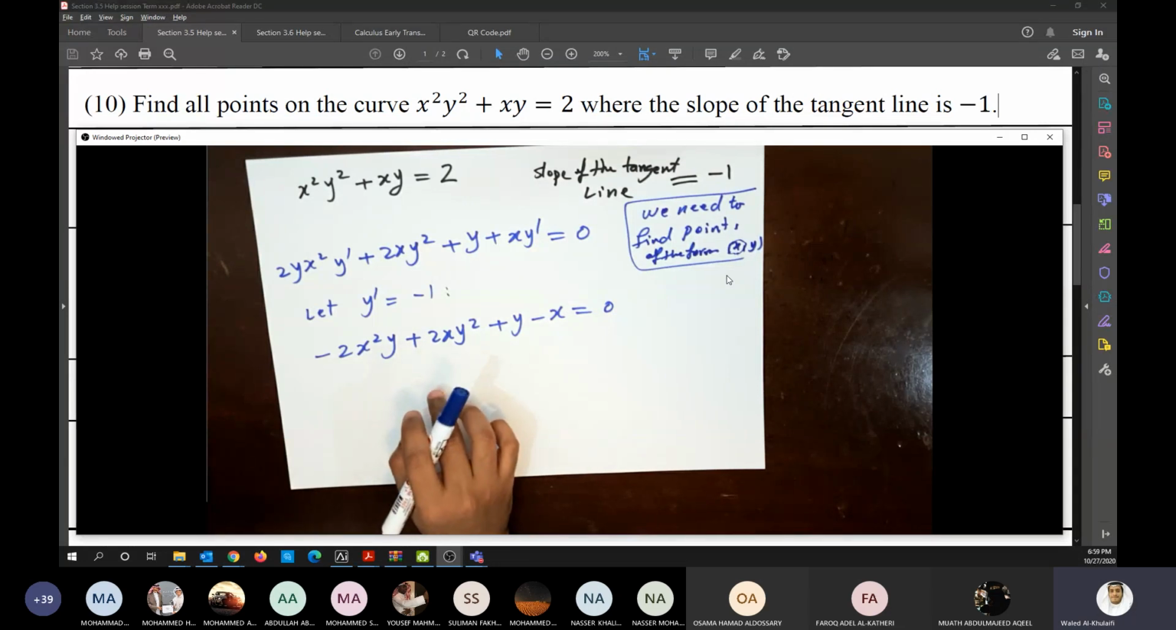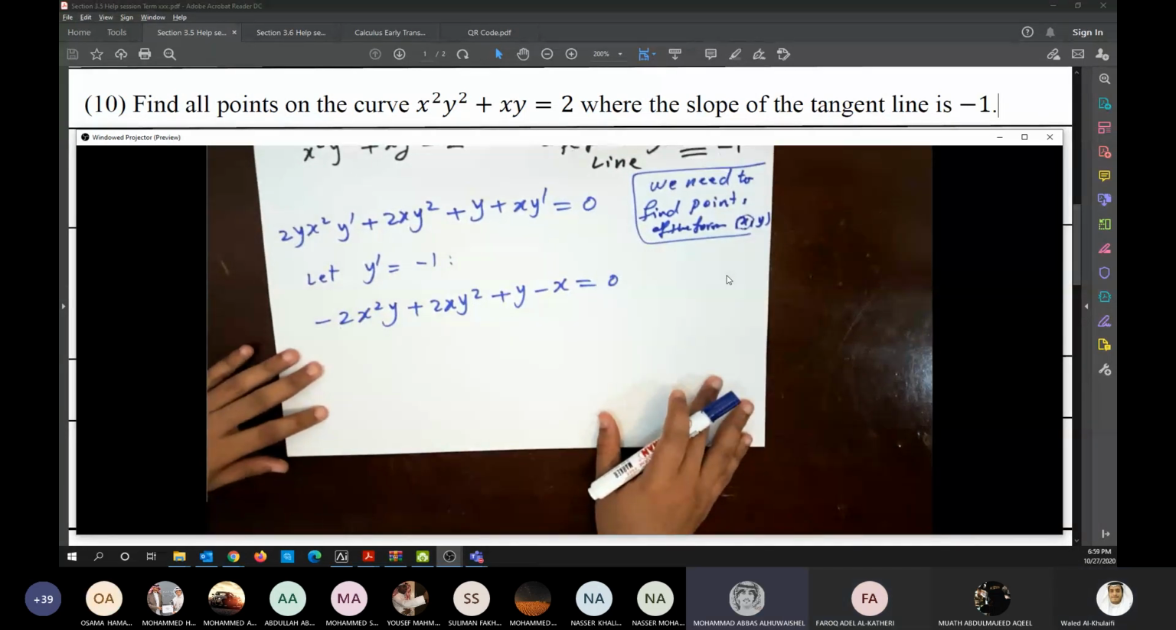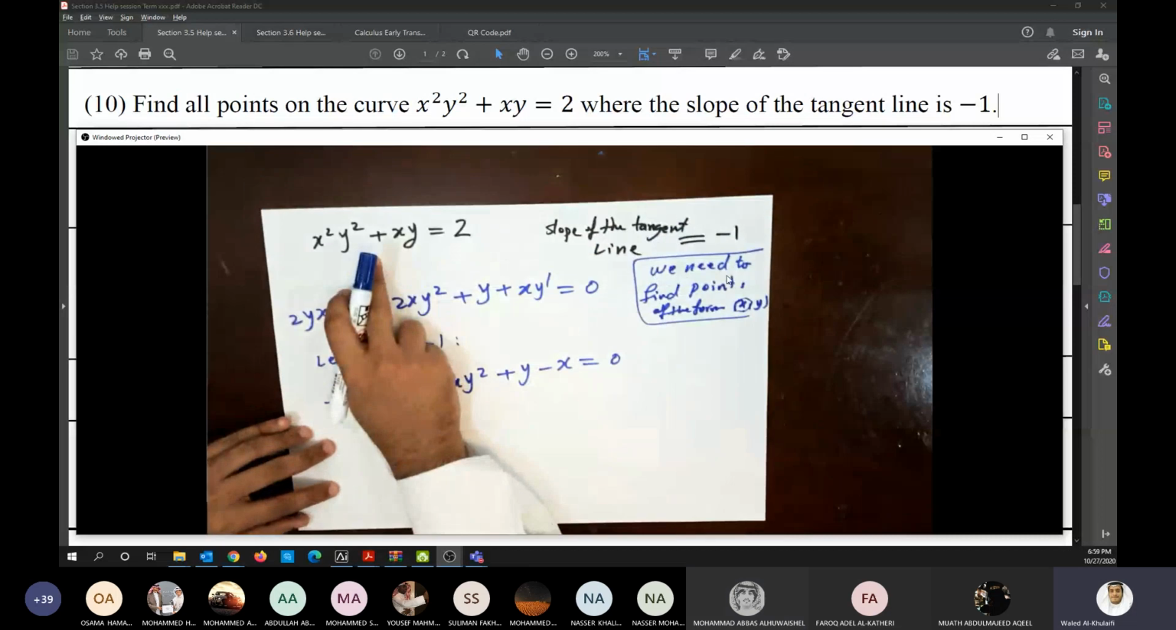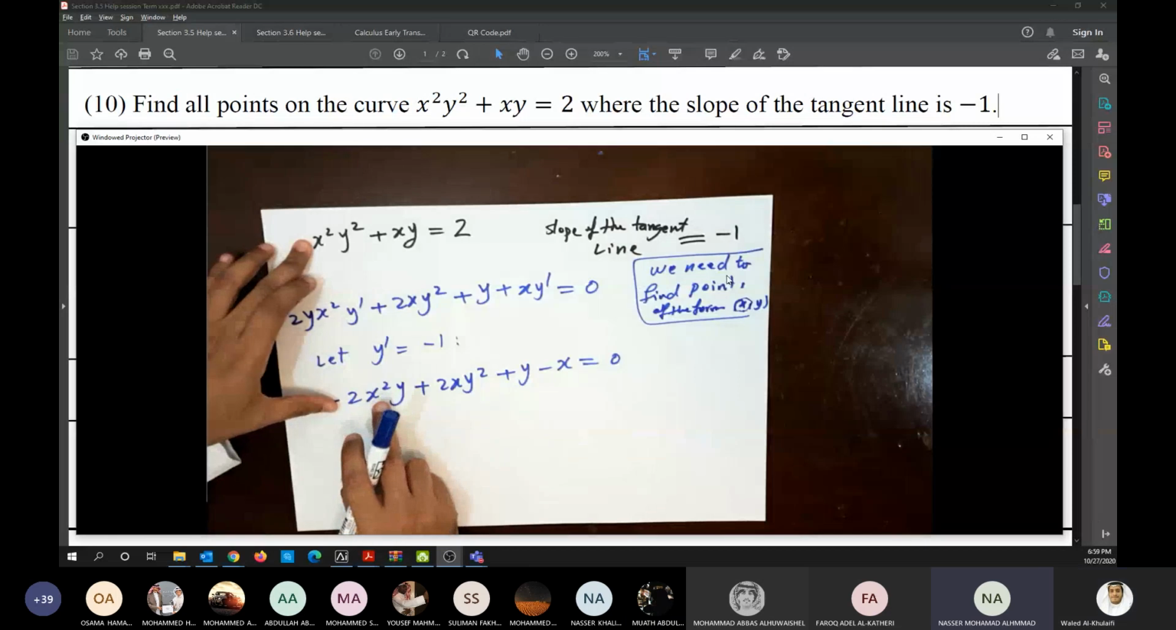What should we do? Can we solve for one of them? We have to go back to the original equation. This is the original equation. What should we do? Yes, you in fact need to solve. Make it equal to the.